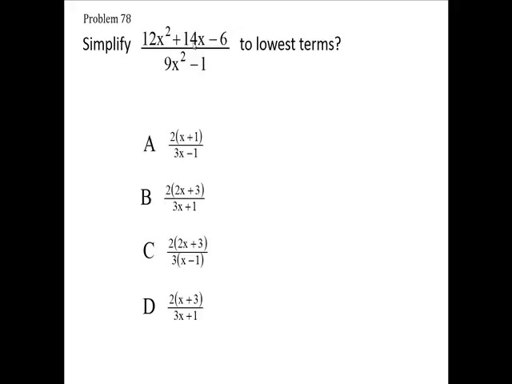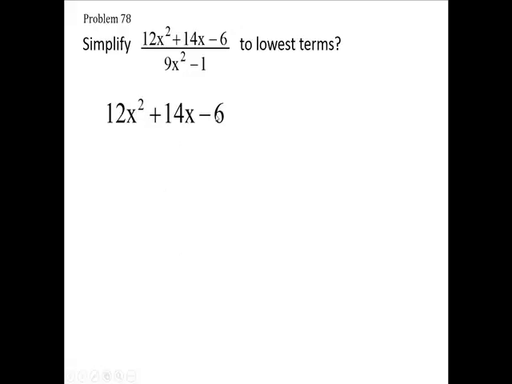Simplify 12x squared plus 14x minus 6 over 9x squared minus 1 to lowest terms. We have four choices, so take your numerator and factor it. What do 12, 14, and 6 have in common? 2 goes into all of them, so if I factor out a 2, 2 times 6x squared is 12x squared, 2 times 7x is 14x, and 2 times a minus 3 is a minus 6.